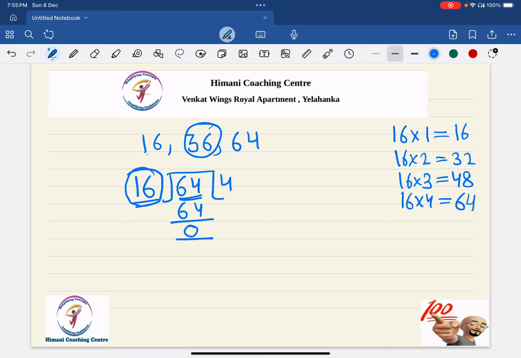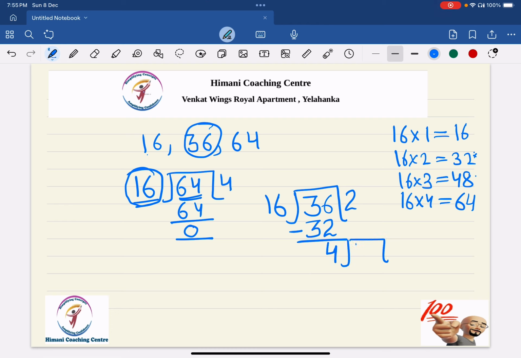Now which is the bigger number here? 36. So we will have to follow the same step. 36 is the dividend, 16 is the divisor. I have already made the table of 16. Can you see, 16 times 2 is 32, 3 is 48. So we go to 16 times 2, 32. 36 minus 32 is 4.